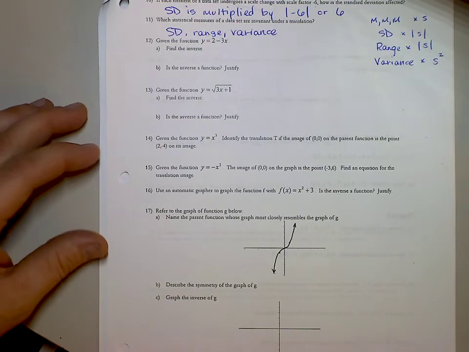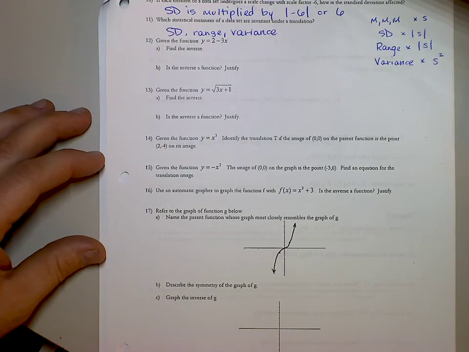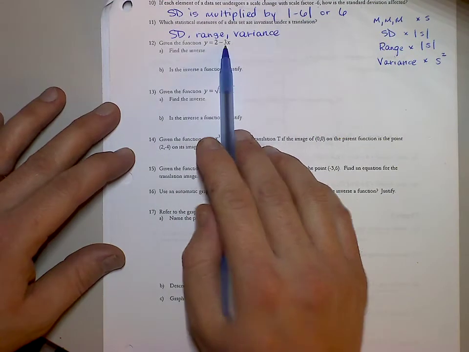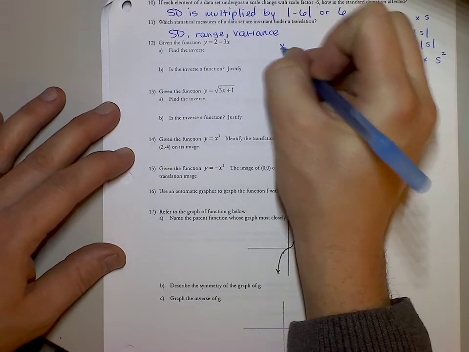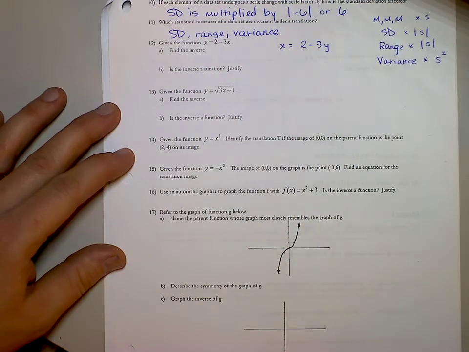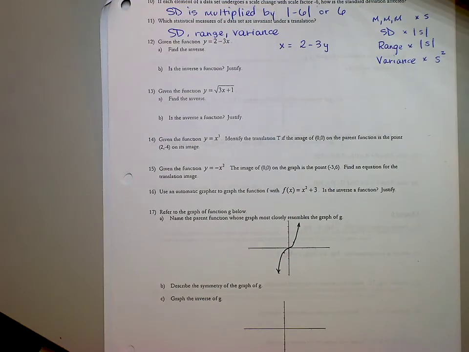Number 12. Given the function y equals 2 minus 3x, find the inverse. To find an inverse, first I switch x and y. So I rewrite my equation: x equals 2 minus 3y. And now I say to myself, I need to get y all alone.